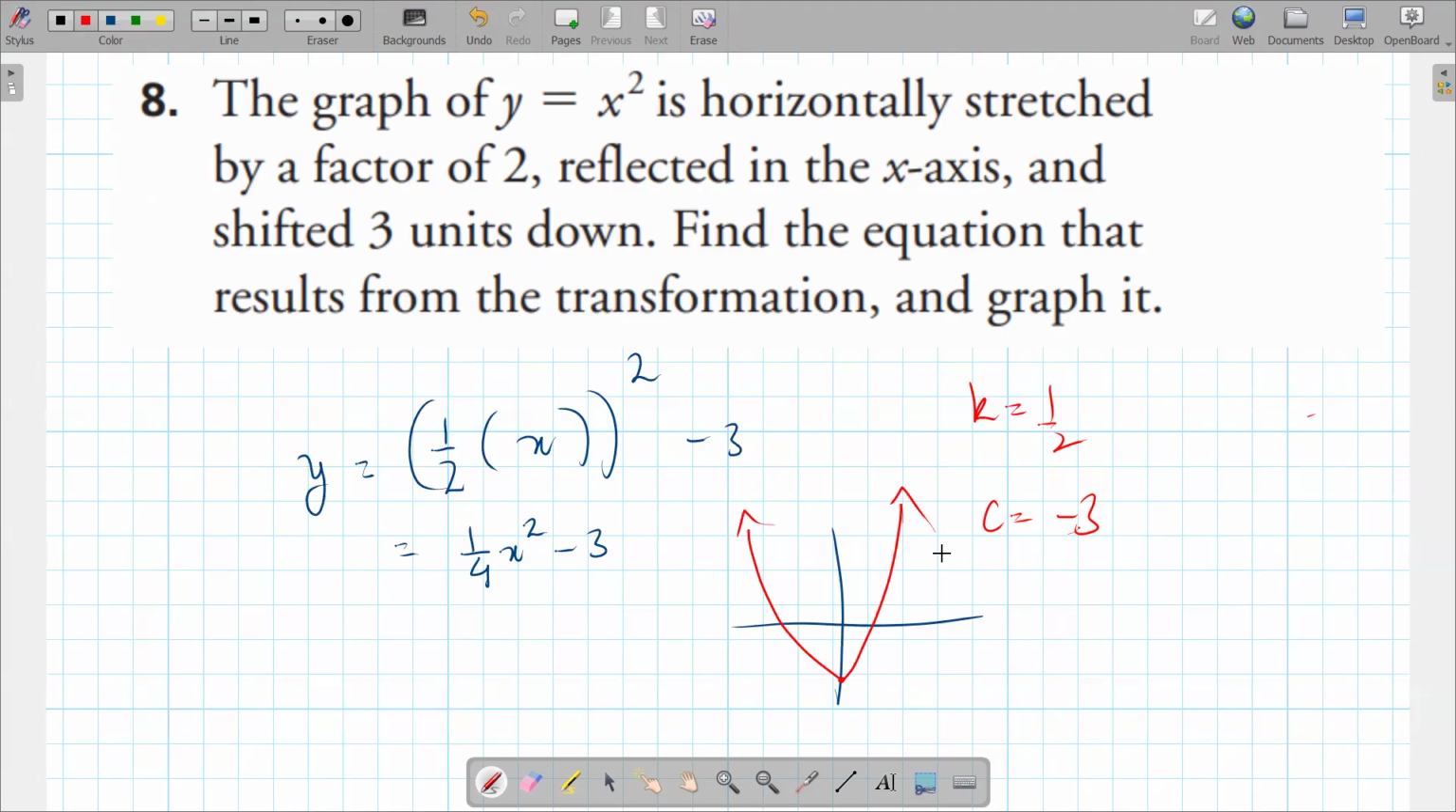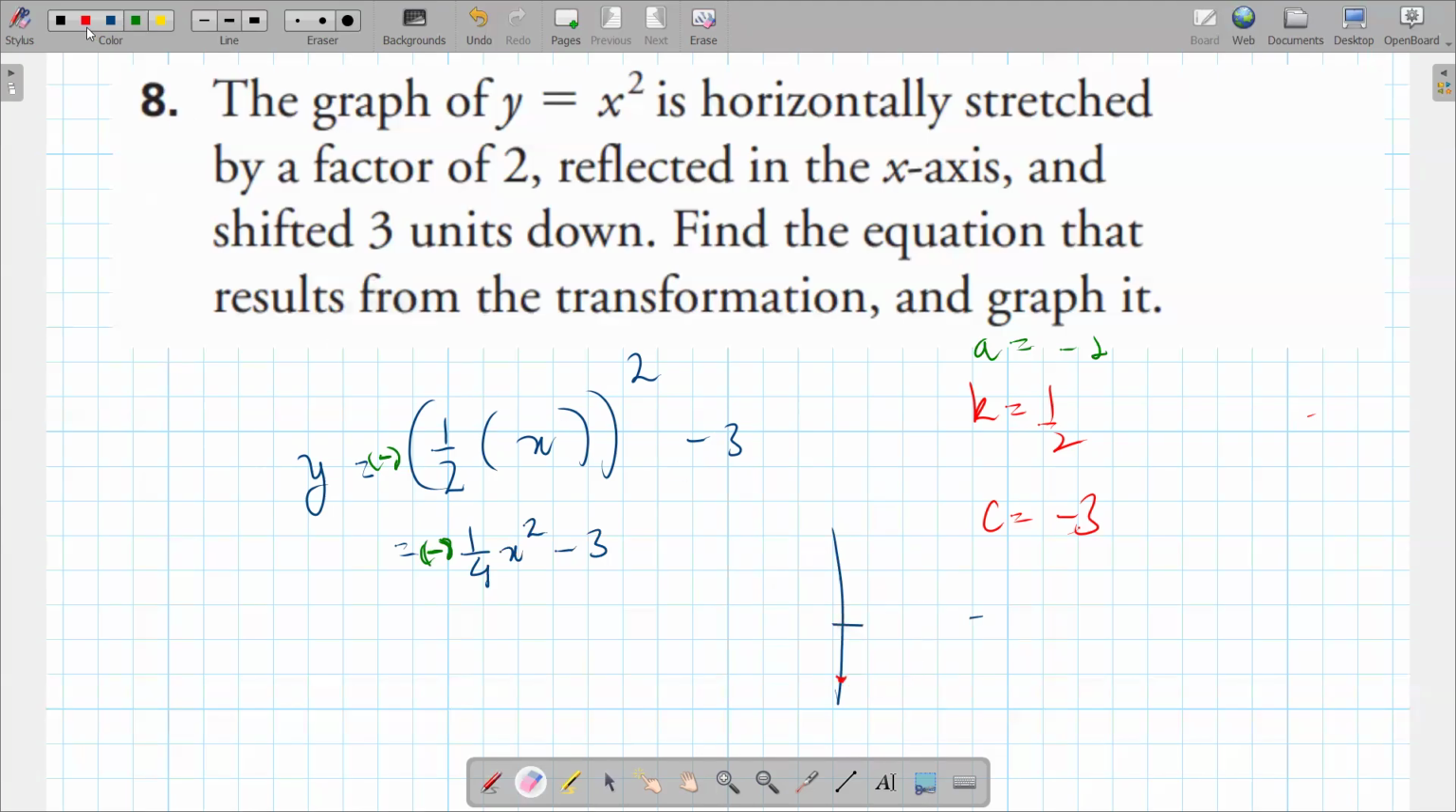But what about the reflection in the x-axis? Does that change anything? I completely missed that. Yes, it does. So that means A is -1. So there's a minus sign outside here, okay? Outside the squared, so that's not going to become positive. When you open this, the minus sign will still be here, like that, okay? So instead of opening up, it's going to open down.